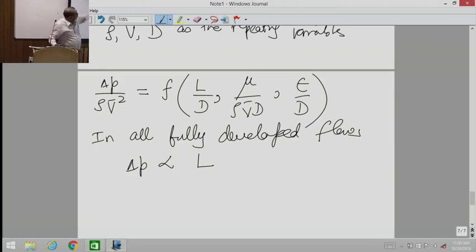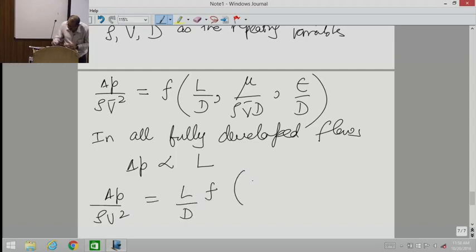If delta P is proportional to L, how can I simplify this relation? See, delta P occurs in only one pi group, and L occurs only in one pi group, so I can pull this out. What I can say is, delta P upon rho V square is equal to L by D times a function of Reynolds number and epsilon by D.